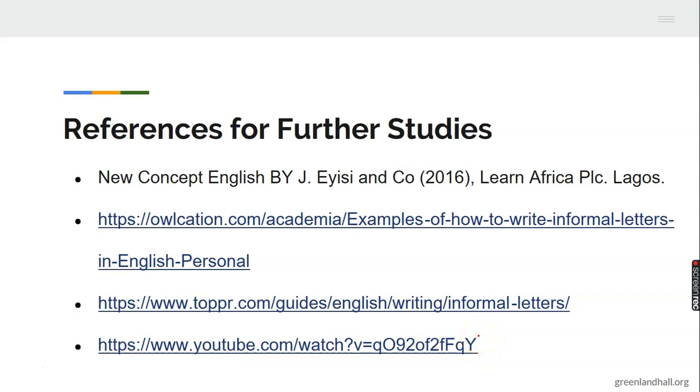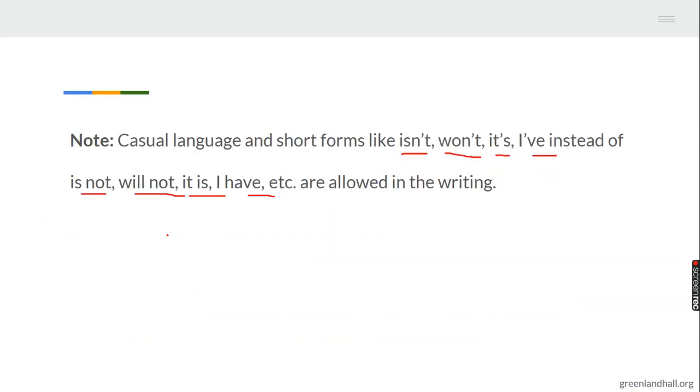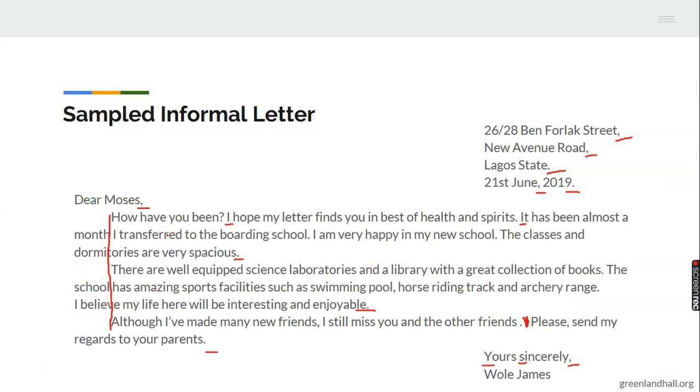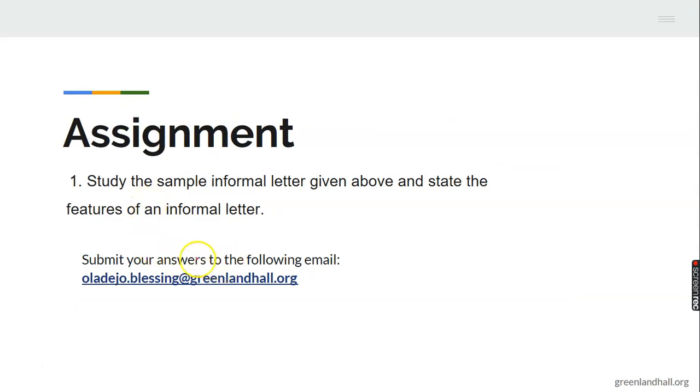Alright, before we go, the assignment for today: you study the sampled formal letter given above. That's the sampled formal letter that you've been given. You study it and submit. You state the features. Very important. State the features of an informal letter. Not format now, the features of an informal letter.